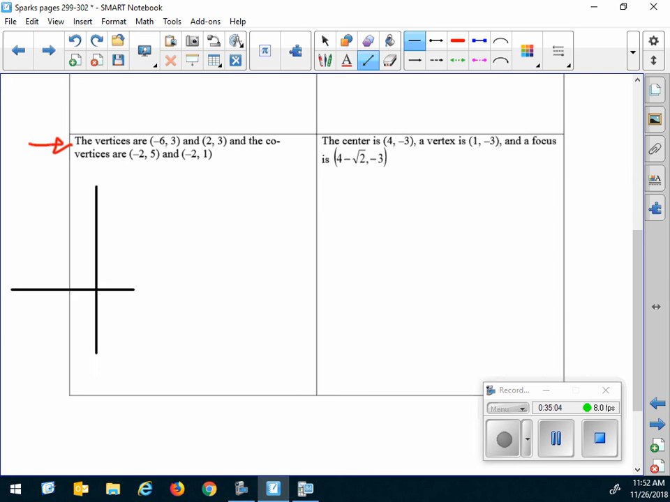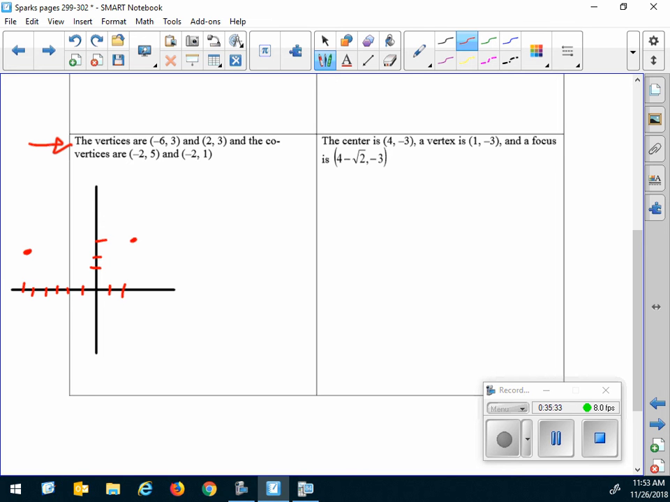Bless you. I have to see these things. I cannot just do them without seeing them. That's one of the reasons I gave you graph paper. The vertices are negative 6, 3. And 2, 3. That's not exactly straight, but pretend.